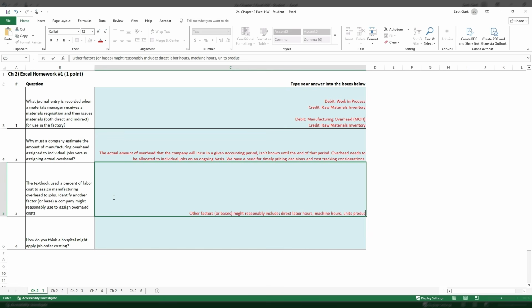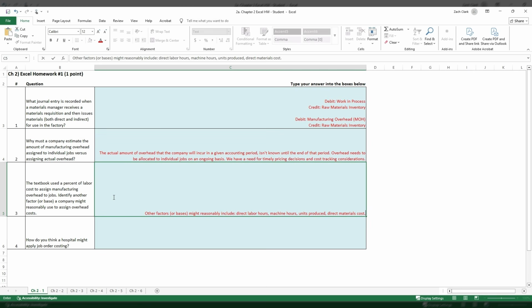We could use units produced, direct materials cost. I'll just leave it at that there. So a whole bunch of, anything you could really identify. Again, this is where it's more of an art than a science. We need, as the company managers and cost accountants, we'd have to kind of look at our processes and try to see which of these factors or bases is the best link to total overhead costs that we can find.